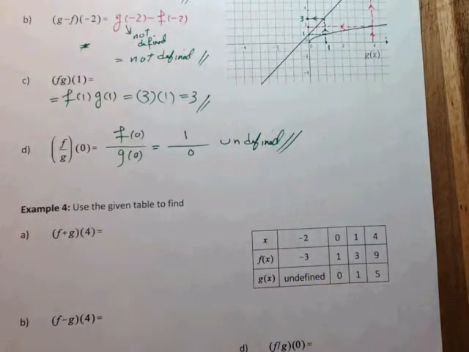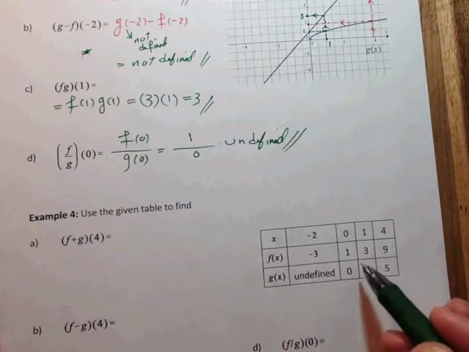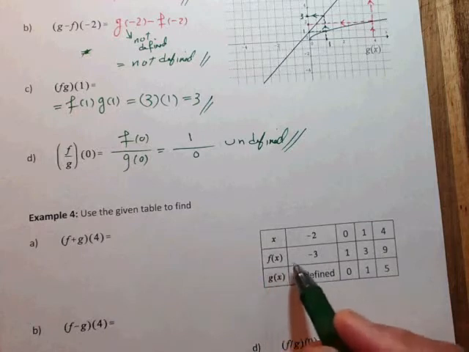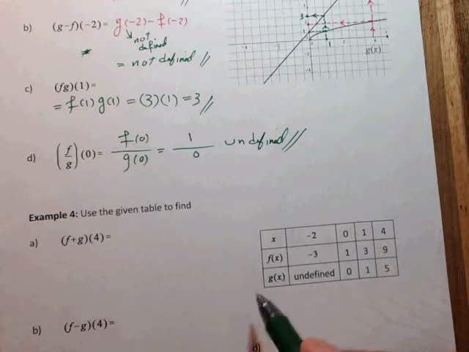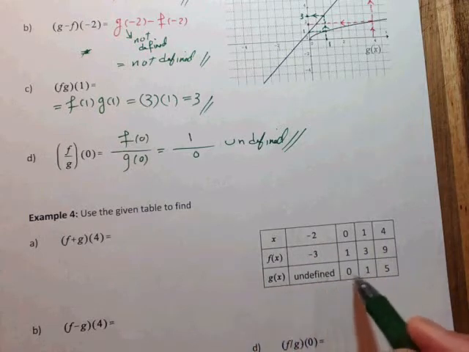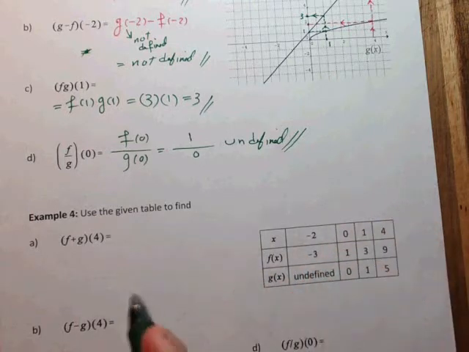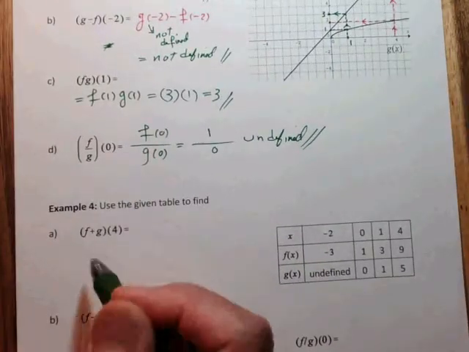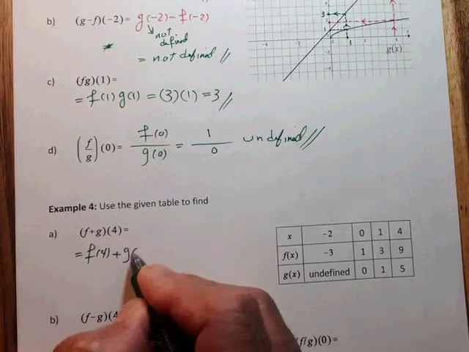Sometimes we have values in a table and then similar questions are asked. Like we have this table given to us, and the first row gives the values of function f of x for various values of x. The second row gives you the value of function g at similar values of x. Then we want to compute these values here. F plus g at 4, which is by definition f of 4 plus g of 4.